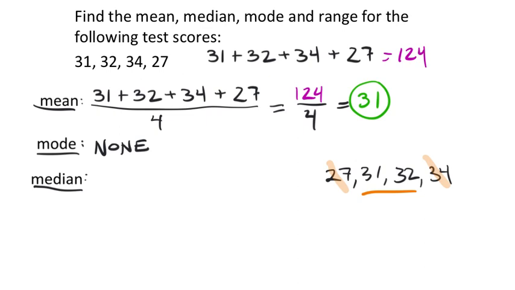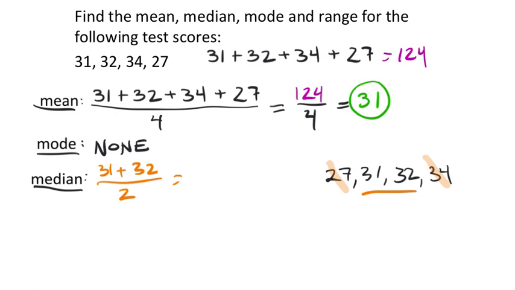So if you find that there's two numbers in the middle, you've got to take those two numbers, in this case 31 and 32, and find the mean of those, which means you're going to add those two together and then divide by 2. You should only ever have two numbers in the middle. So for your median, you should always be dividing by 2. You should never have to divide by 3 or 4.